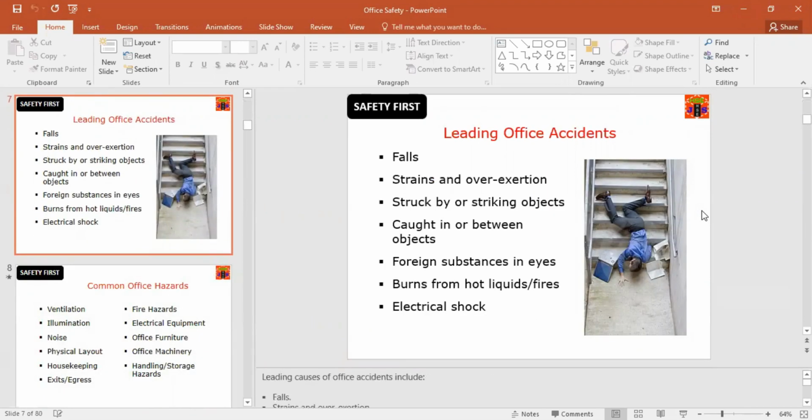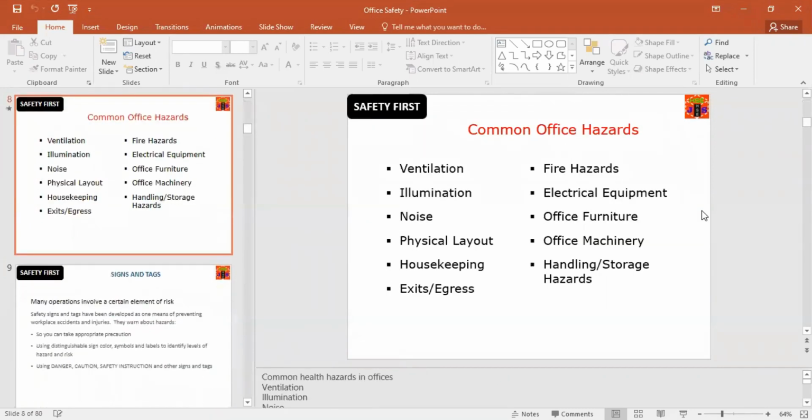The causes that lead to office accidents are falls, strains and overexertion, struck by or striking objects, caught in or between objects, foreign substances in eyes, burns from hot liquids and fires, electrical shock, ventilation, illumination, noise, physical layout, housekeeping, exit, egress, office furniture, office machinery, and handling of material that might be anything, furniture or electronic devices.